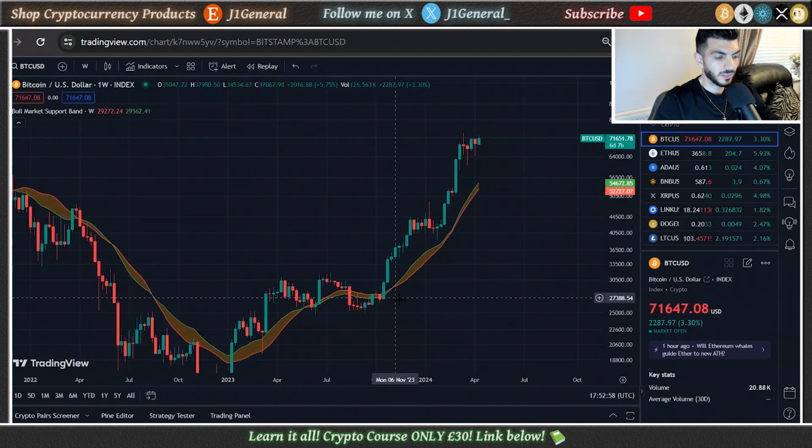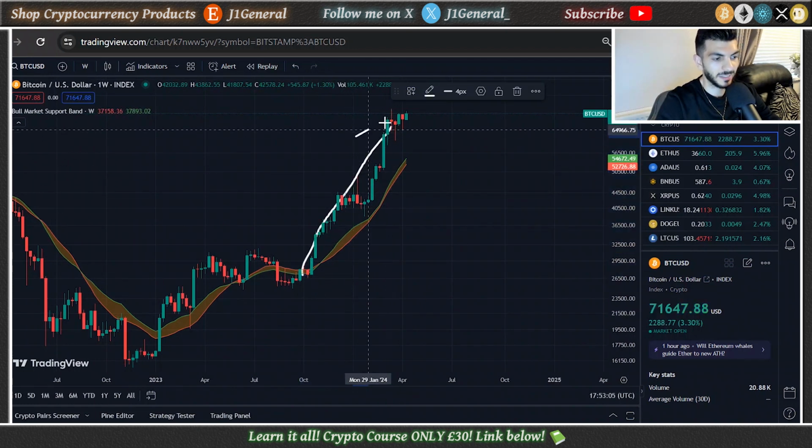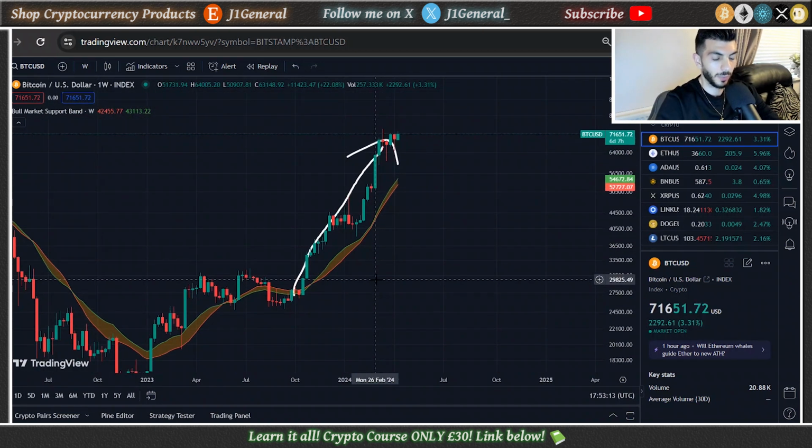In a way, somewhat yes, because if you do not backtest the bull market support band, that essentially means that you're just rising in price significantly to the point where you're not letting the moving averages catch up to current price action. So the party will just keep going and going until it doesn't.